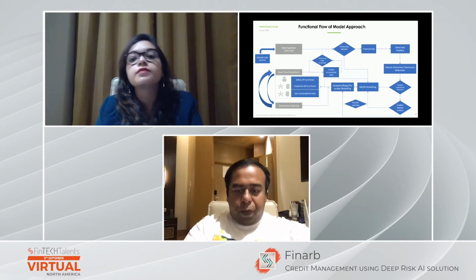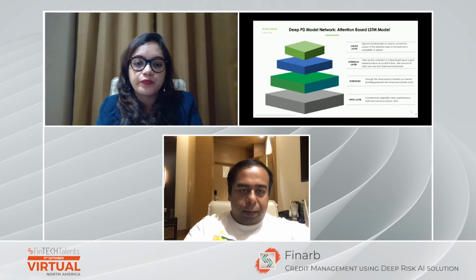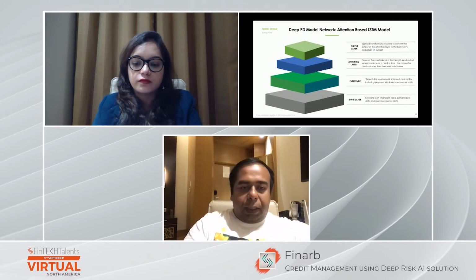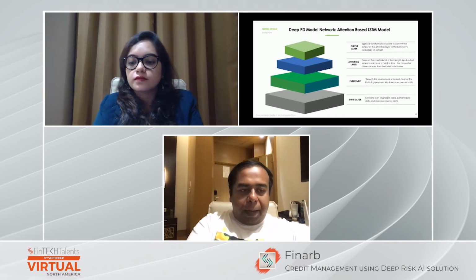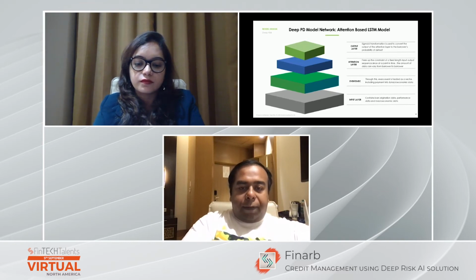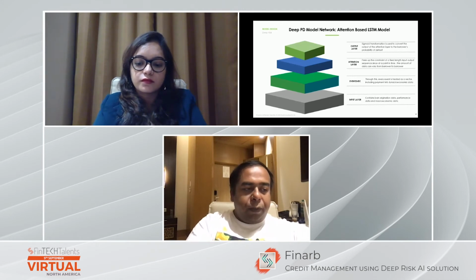Now we will move on to the deep learning layer that we are using. The deep learning network that we have devised for this particular problem has 4 layers. One is the input layer, which ingests the data. After the ingestion layer, we have the event to vec layer.